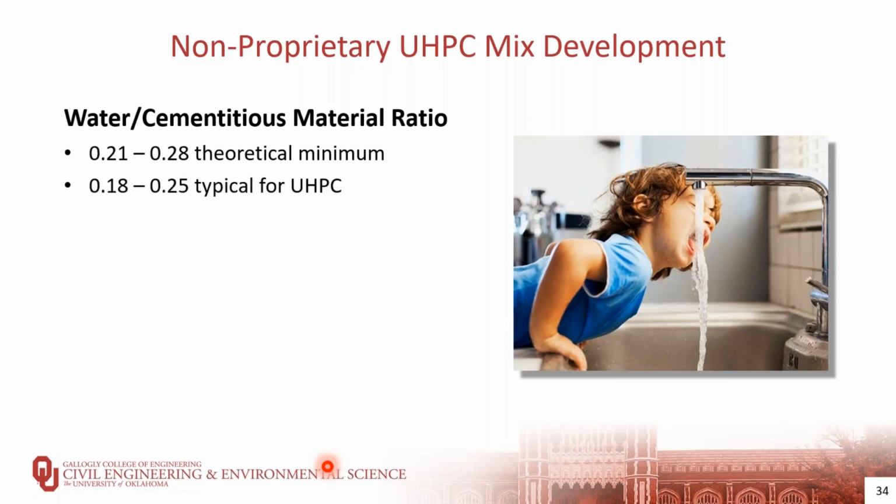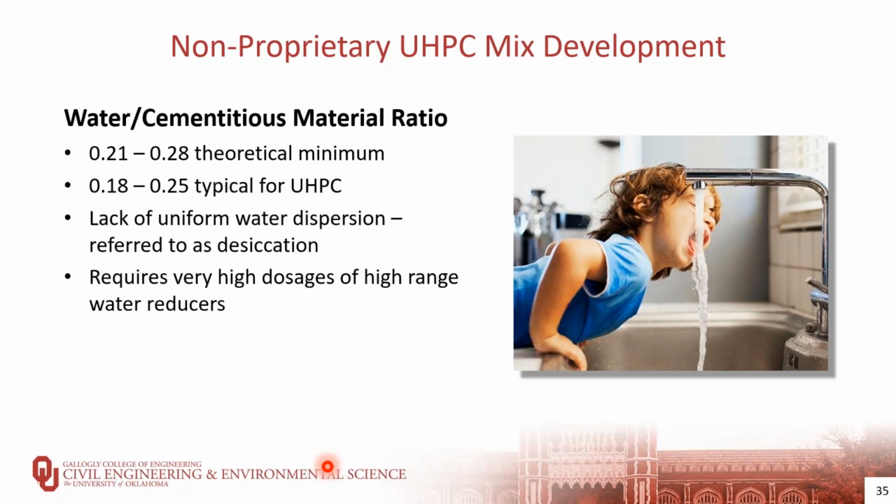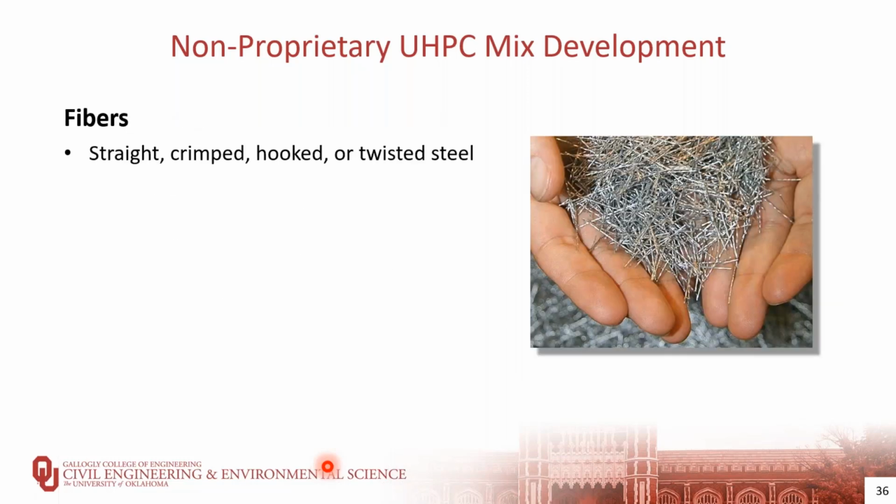We're talking a water cementitious materials ratio in the range of 0.18 to 0.25 when we're talking about UHPC, which leads to a possibility for water to not disperse evenly, which can lead to desiccation, and also requires very high dosages of high range water reducer, and like we've already said, results in not all the cement hydrating such that we have cement acting as aggregate particles.